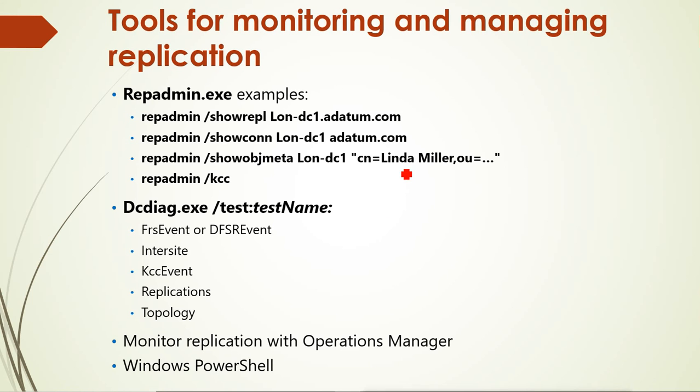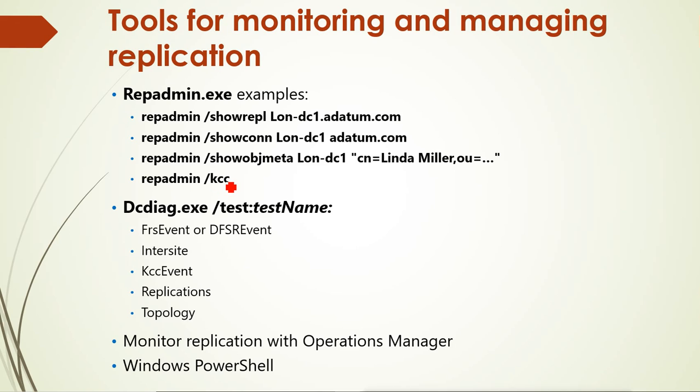Now, tools for monitoring and managing the replication: we have a command line tool called repadmin, and these are the command examples, like repadmin /showrepl for the domain controller. It will show you the replication for the domain controller. If you want to see the connection, you will run the showconn command. To show the object metadata, you can see it with this command. Then you can see repadmin /kcc, which will show you the consistency checker information.